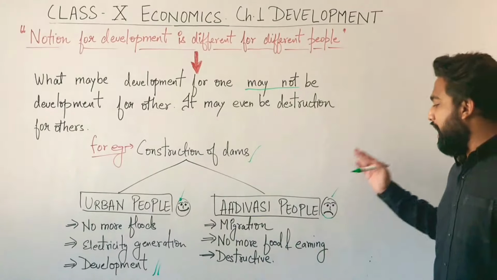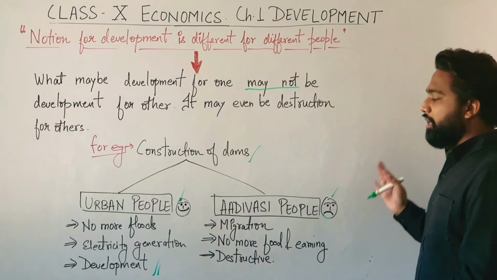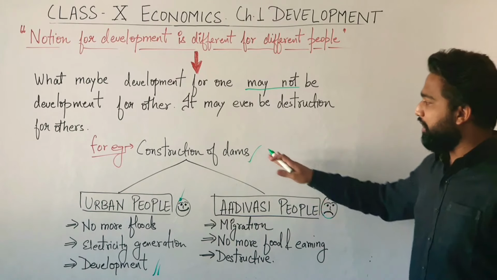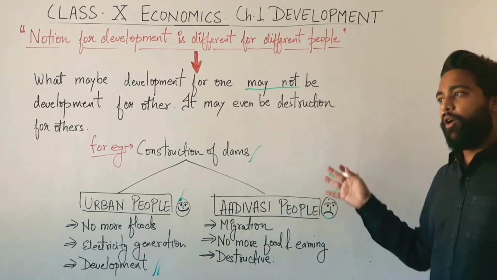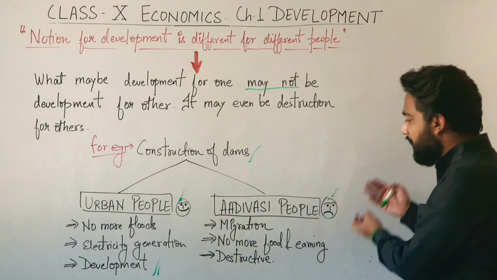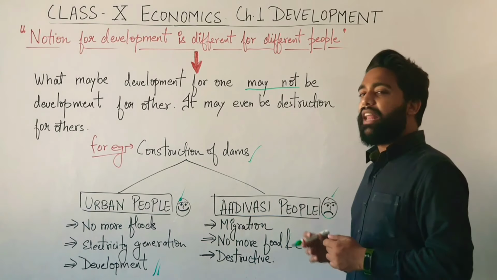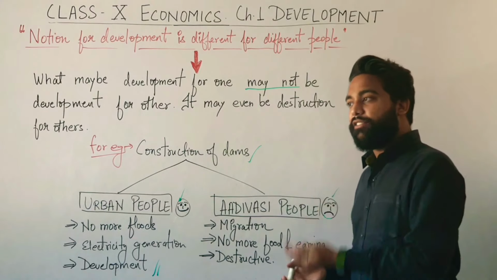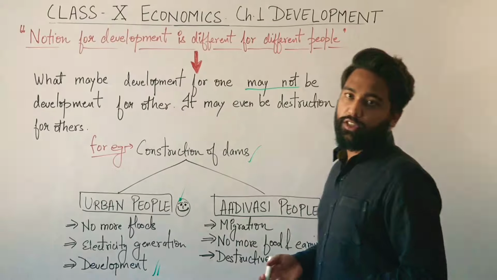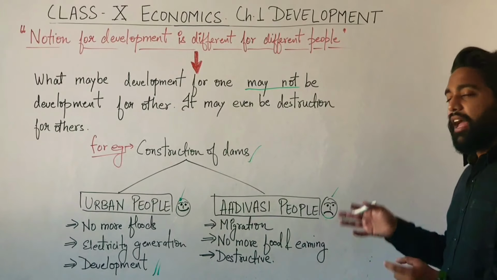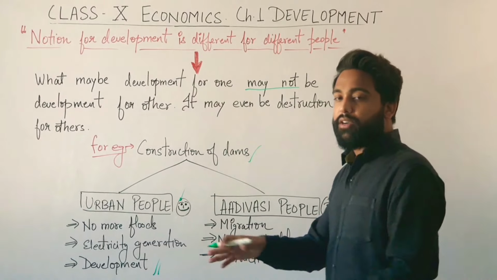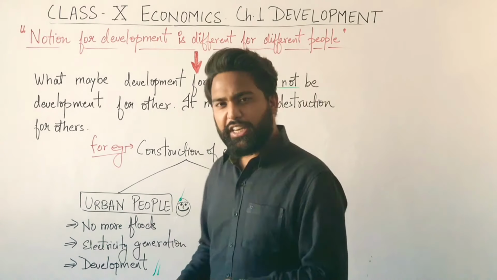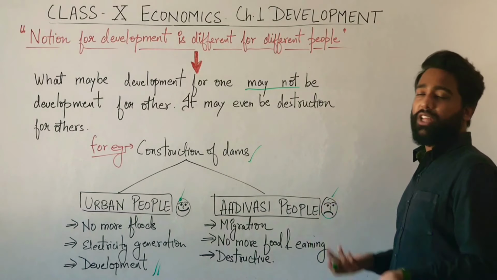But when it comes to the Adivasi people, they are the most disheartened. What will happen to the Adivasi people if the government orders to construct a dam on the bank of the river where the Adivasi people live? They will have to leave their lands, the land where they grow crops, their agriculture, their income sources. They have to abandon those places and migrate to some other areas like urban areas or rural areas. They don't have any other option.